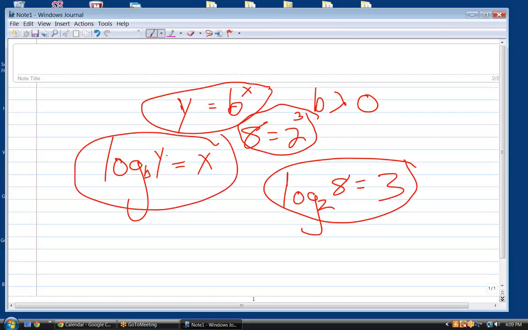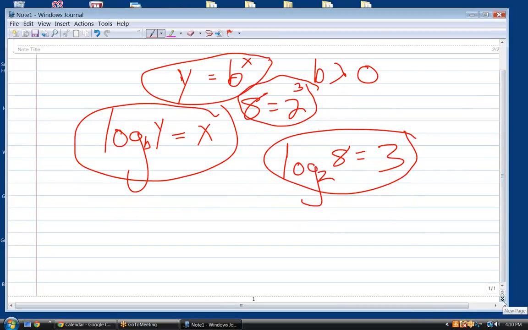And being able to go back and forth between the two is critical. A lot of the questions you're going to get in the log section are going to require you to express it exponentially if it's given to you as a log expression, or logarithmically if it's given to you as an exponential expression. That's the fundamental of logs right there.